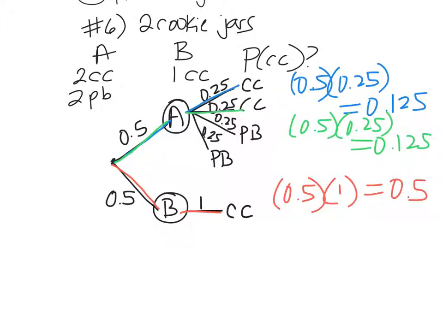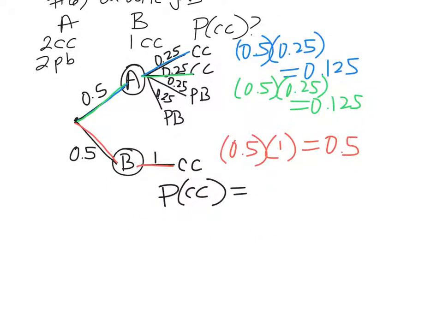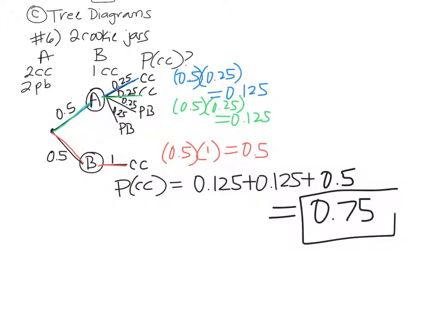And so the probability total that I'm going to get a chocolate chip cookie is to take all of my probabilities up here and add them up. So I have 0.125 plus 0.125 plus 0.5. And that's equal to 0.75. So what is 3/5? That's 60%, right? You actually have a better chance. You have a 75% chance of getting a chocolate chip cookie. Because if you choose B, you automatically win. If you choose A, there are some options in there.